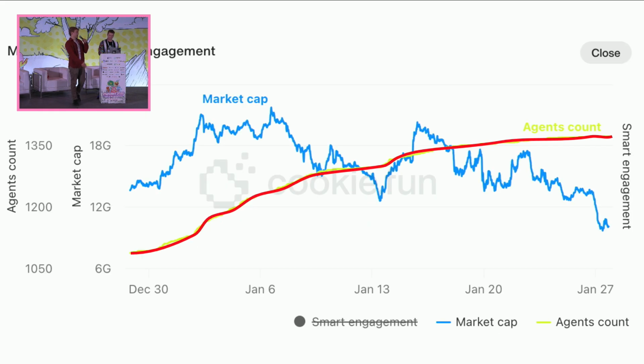This is another great graph that I like to show, which I wish went back a little bit further than December, because in a November timeline, it would be 0 on both of these. But it shows the general market cap of individual agent tokens and the amount of agents that are being created.